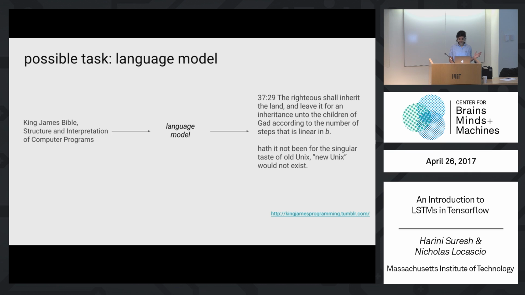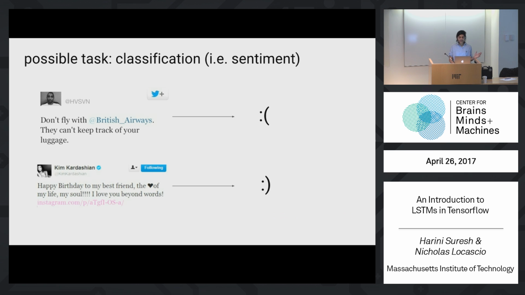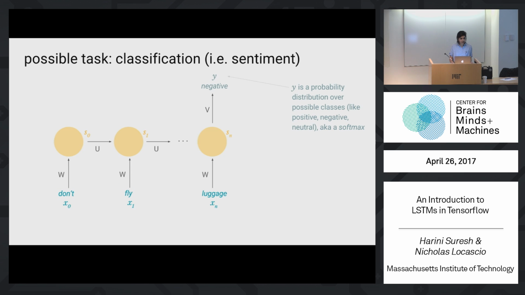Okay, so another possible task is something like classification, and this is what's in the tutorial later. So this is something like if we have a bunch of tweets and we want to determine, okay, the tweet on the top is negative and the tweet on the bottom is positive. So this is really similar. It's just we have a network and then we're producing an output at the very end. And this is a probability distribution over classes. It could be something like negative, positive, and neutral in this case.